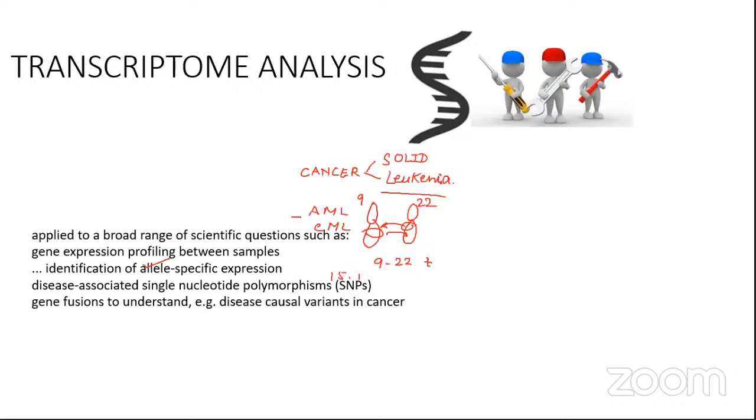So the 15;17 translocation: a piece of one chromosome will go to another, and a piece of the other chromosome will come here. Such a translocation is called a balanced translocation. It can be balanced, it can be unbalanced. If it is unbalanced, what will happen? There will be amplification, so gene duplication, which we call copy number variation. Then amplification of one gene will be there.